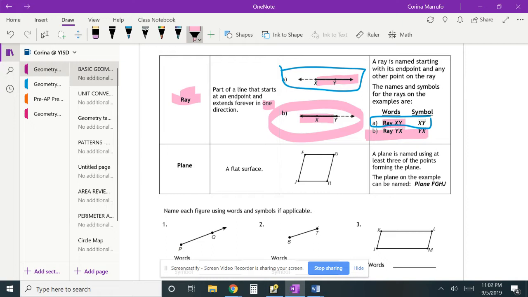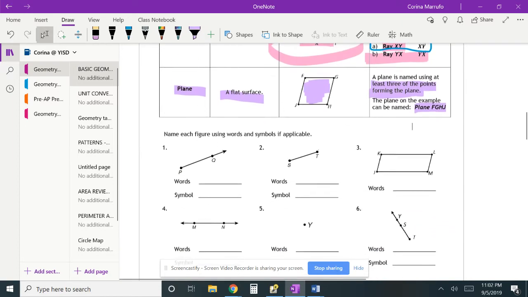All right, a plane. A plane is a flat surface. So if you see here, this is an example of a flat surface. Now, you only need 3 points. So it says at least 3 points to name a plane. Now, they used all 4 points here, but you only really need 3.